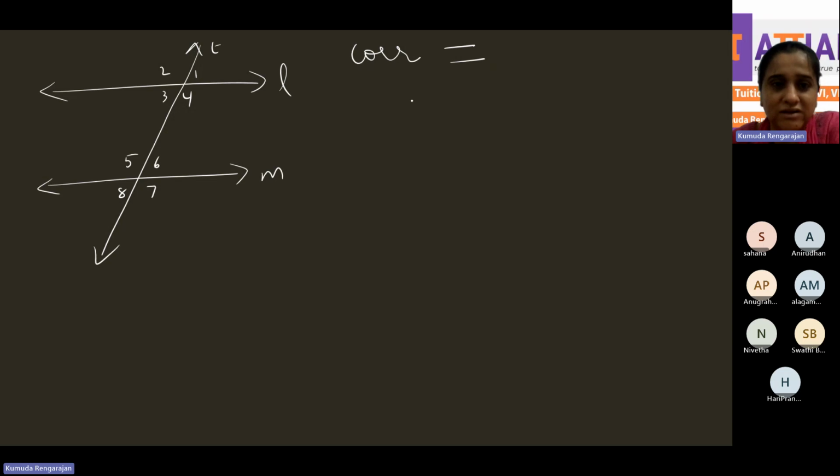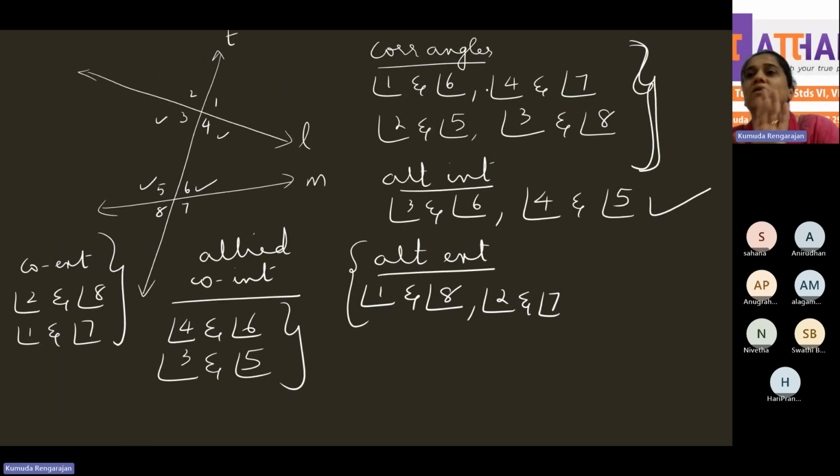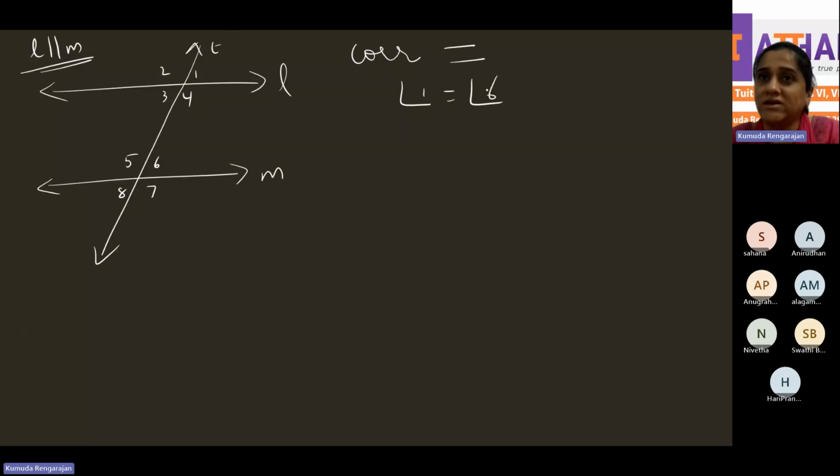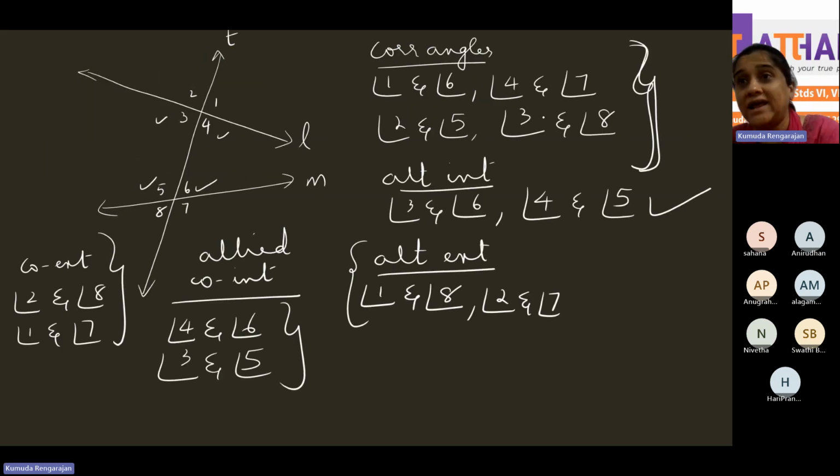So when the lines are parallel, here in this case, where L is parallel to M, the corresponding angles are equal. That means angle 1 is equal to angle 6. Angle 1 and 6 are corresponding angles and they are equal. Then, angle 4 is equal to angle 7. Angle 4 and angle 7 are corresponding angles.